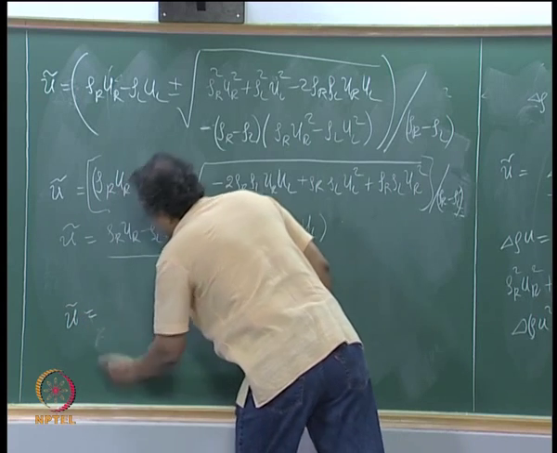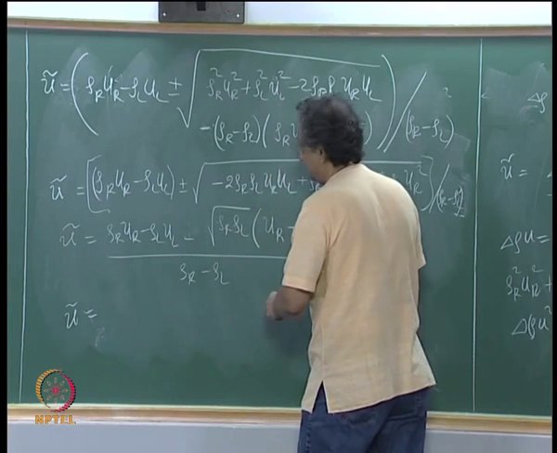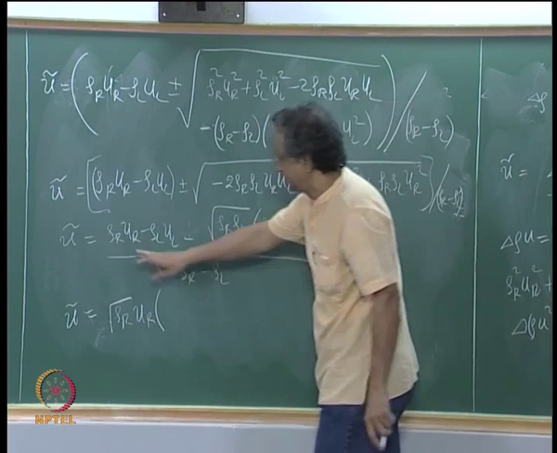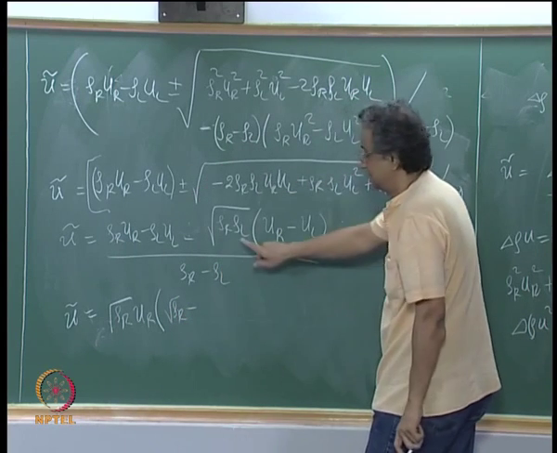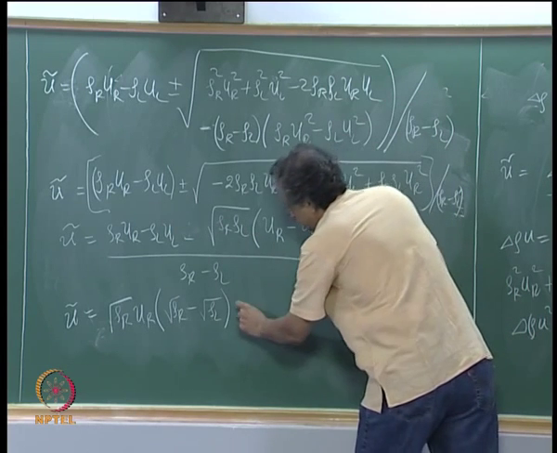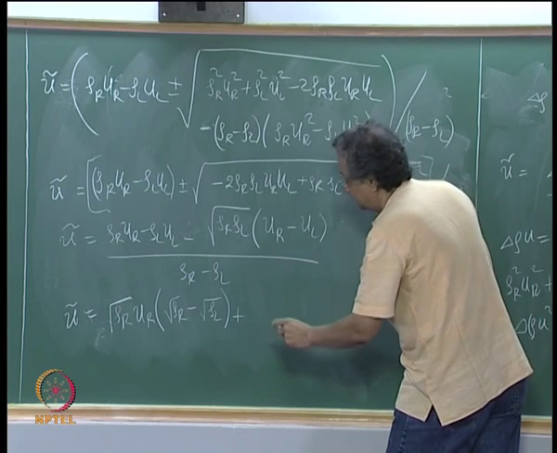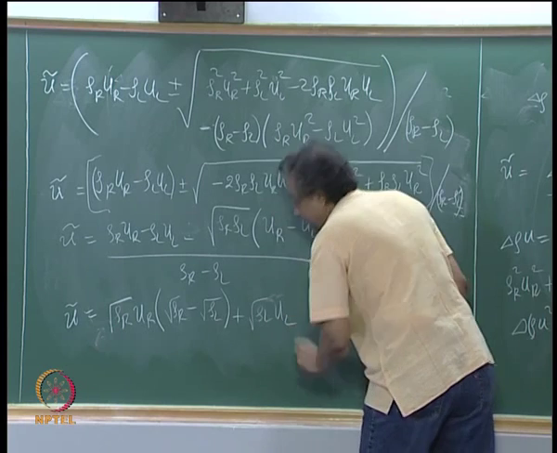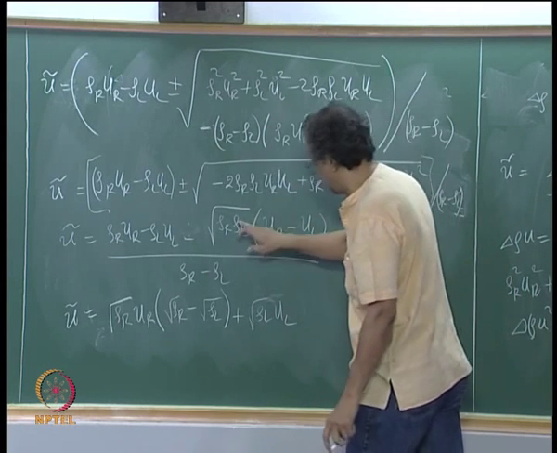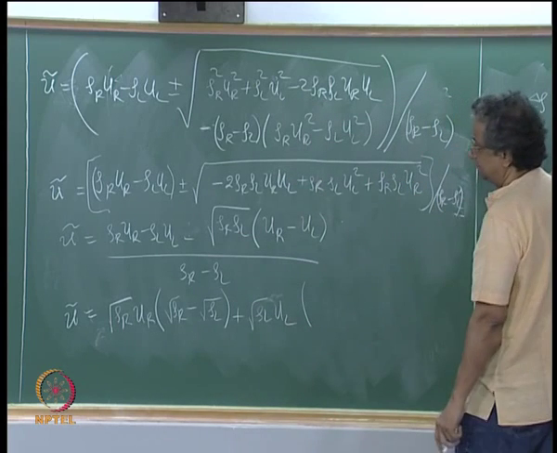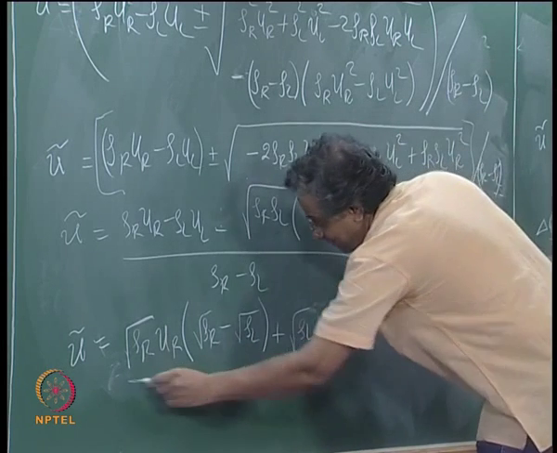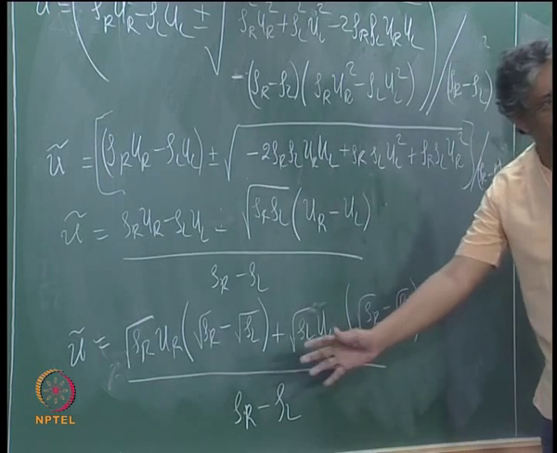So u tilde is, tell me, what do I get? I can pull out a square root rho r u r. That gives me square root rho r minus square root rho l. And what does the other one give you? Plus square root of rho l u l, the u is outside the square root. I have a minus sign here, that becomes a plus, into square root rho r minus square root rho l, divided by rho r minus rho l, which of course can be factored.